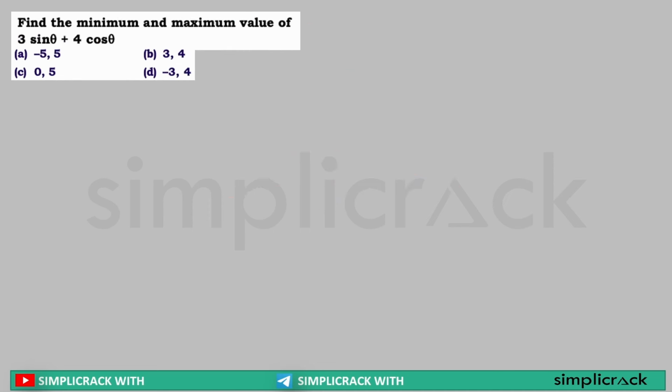Sir, find the minimum and maximum. Sir, a sin theta plus b cos theta. Minimum value is equal to minus square root of a square plus b square.